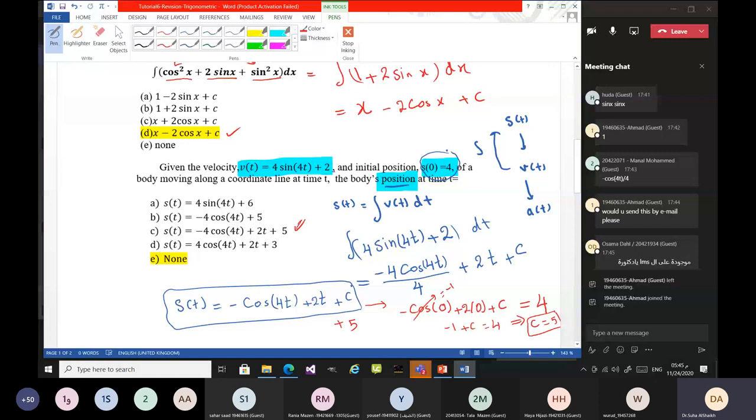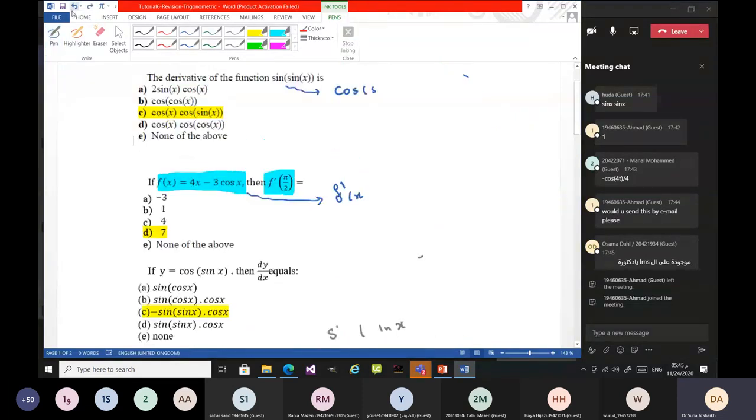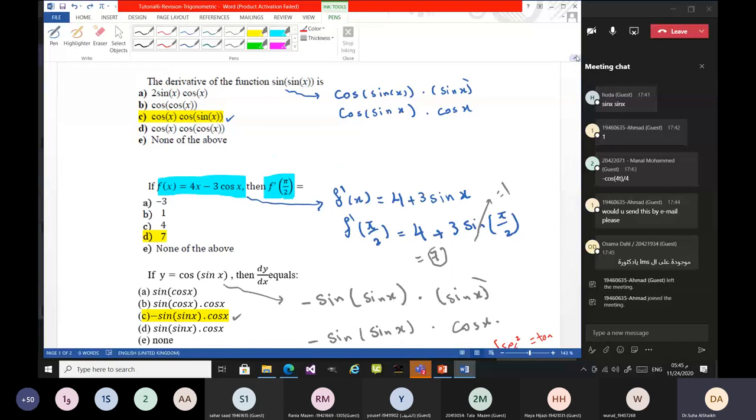None, because here there was a mistake in the 4, so the answer is none. So s of t is equal to minus cosine of 4t plus 2t plus 5. This is the answer, and it is not in there.